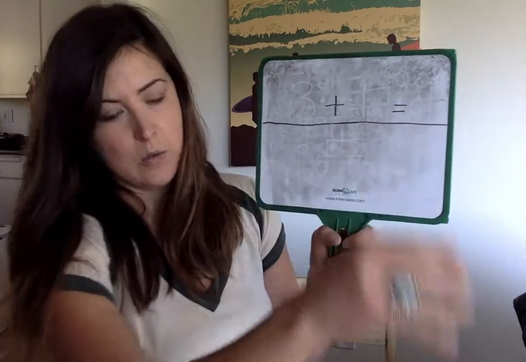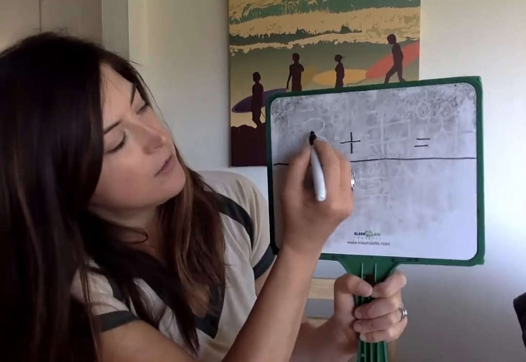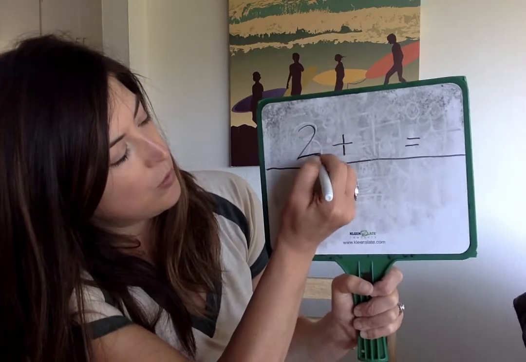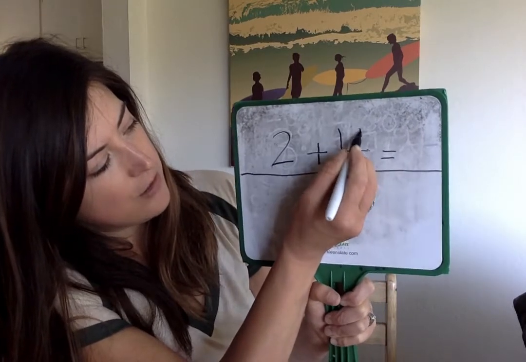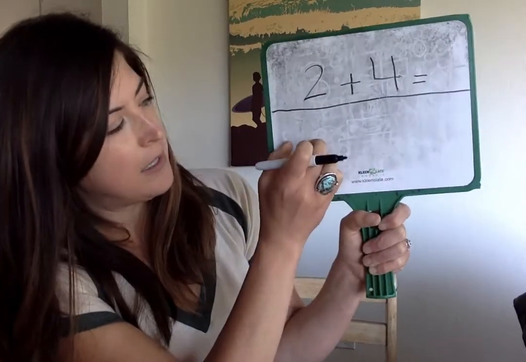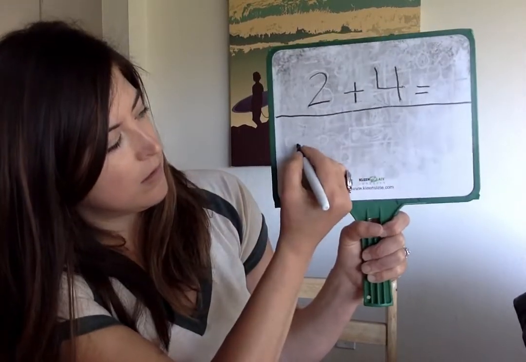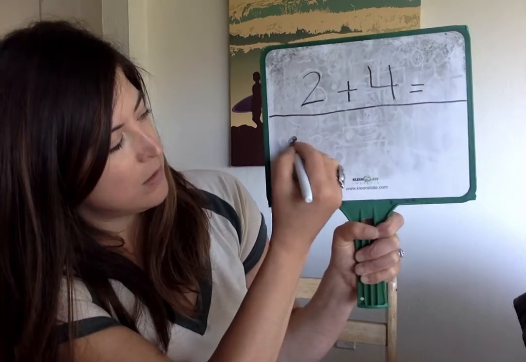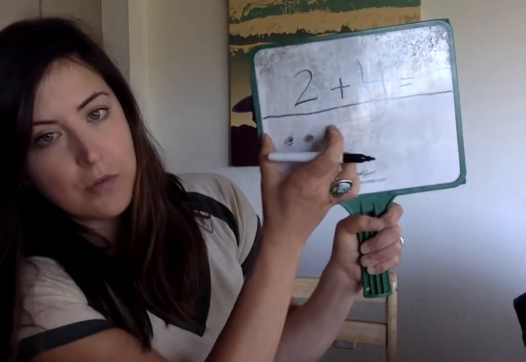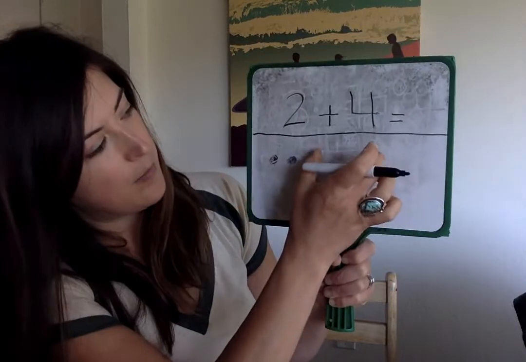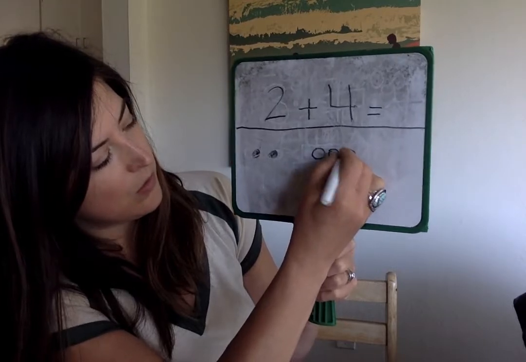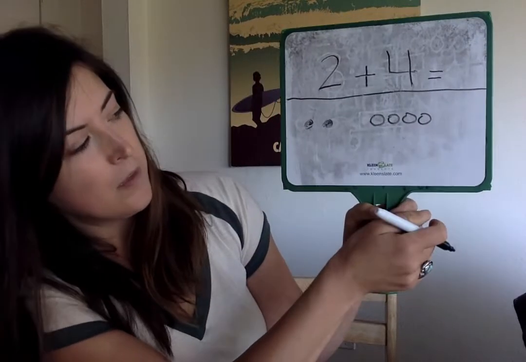Plus and equals. All right, so this time let's do 2 plus 4 equals. How many circles should we start with? 2. Those 2 will look different than the others. We have to show our group of 2. And how many more? 4. 1, 2, 3, 4.